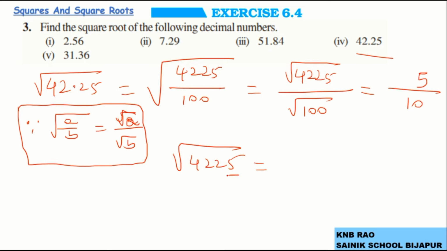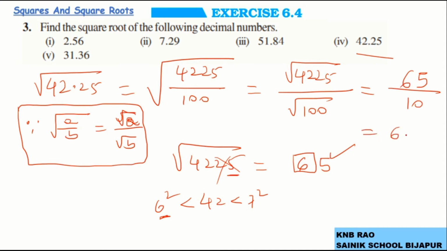4225: since it is ending with 5, surely its square root ends in 5, and we have to identify the tens place digit. Leaving this 25, 42 lies between 6 square and 7 square. Obviously 36 is less than 42, so it is 65. So 65 by 10, which is nothing but 6.5, is the square root of 42.25. So this is the way we can even find the square root of decimal numbers.